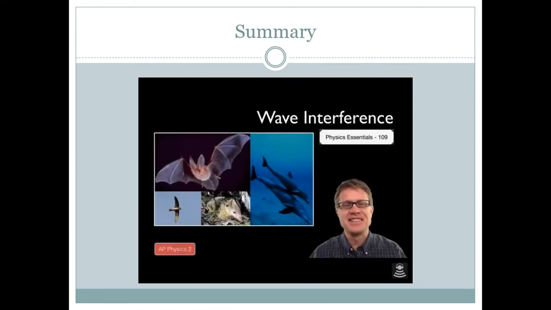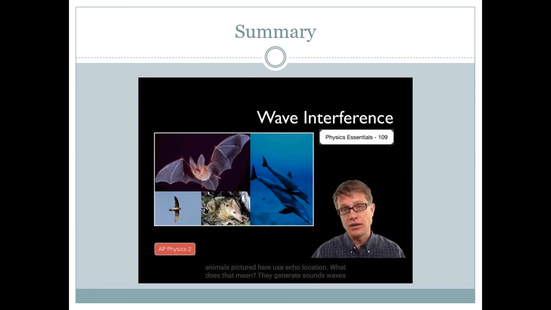Hi, it's Mr. Anderson, and this is AP Physics Essentials, video 109. It's on wave interference. In other words, what happens to waves when they hit objects or hit other waves? All the animals pictured here use echolocation. What does that mean? They generate sound waves that reflect off objects, and when they come back, they can figure out what they're looking at.